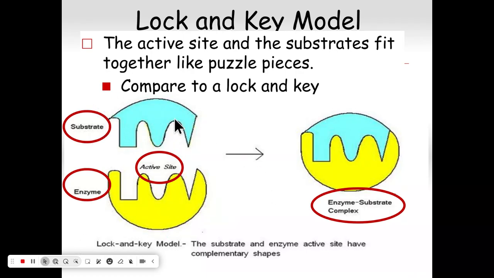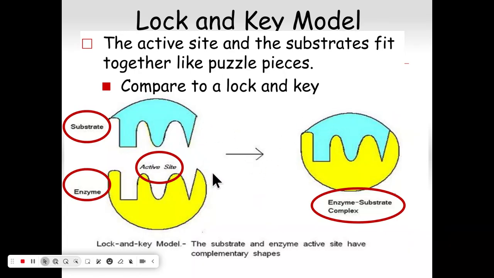But the food needs to be broken down. But the food needs the activation energy to do that. So an enzyme jumps in here. Look, it's lock and key. And what it does is it brings the things together in an enzyme-substrate complex. It makes it easier for this chemical reaction to happen.